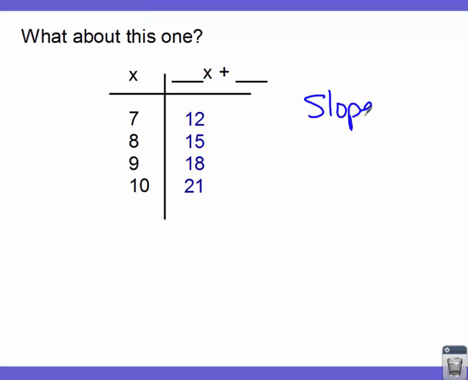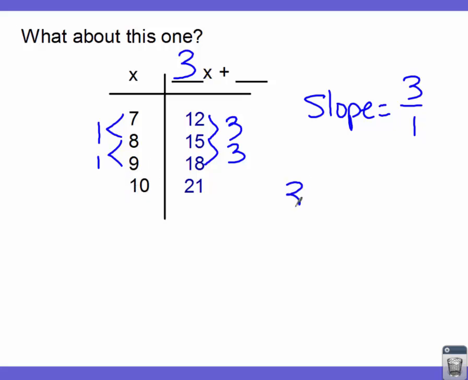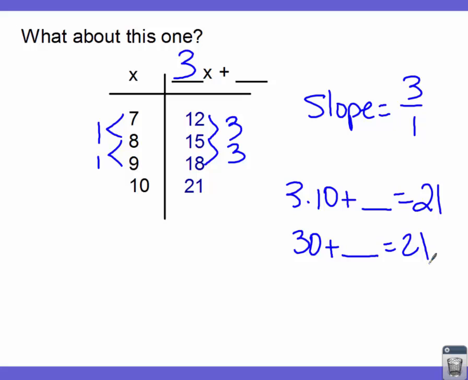So our slope is going to be equal to the pattern on the right, which is 3, divided by the pattern on the left, which is 1. So our slope is 3 over 1, so our slope is 3. So now I'm going to take one of these x values and plug it into x and find out what our y-intercept is. So I'm going to use the value of 10. Okay, so 3 times 10 plus what is going to give me, well, what's my answer supposed to be? 21. Okay, so that's 30 plus what equals 21.